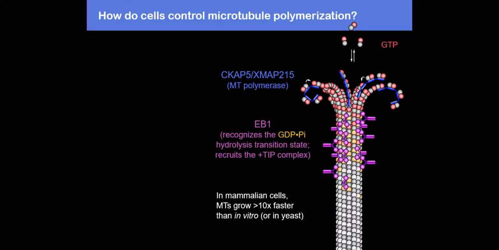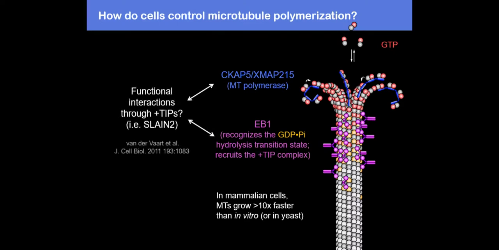This brings up the question of how cells achieve physiological microtubule growth rates. In vitro, purified tubulin polymerizes much slower than microtubules grow in cells, and as I mentioned earlier, while the microtubule polymerase CLASP5 can accelerate microtubule growth, by itself it is not sufficient to support microtubule growth rates typically seen in mammalian cells. However, because there is published evidence that there are interactions between CLASP5 and the plus-tip protein network, we next tested if CLASP5 localization to growing microtubule ends depended on EB1.